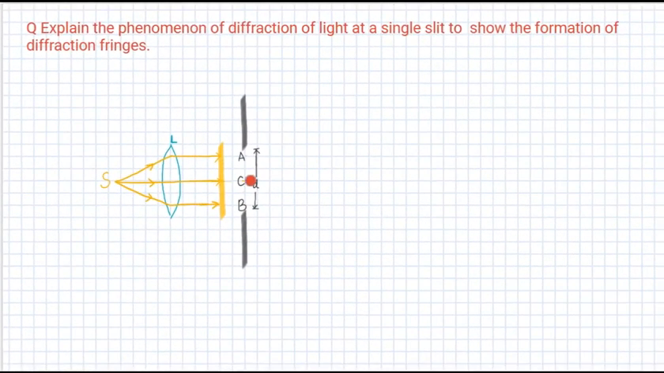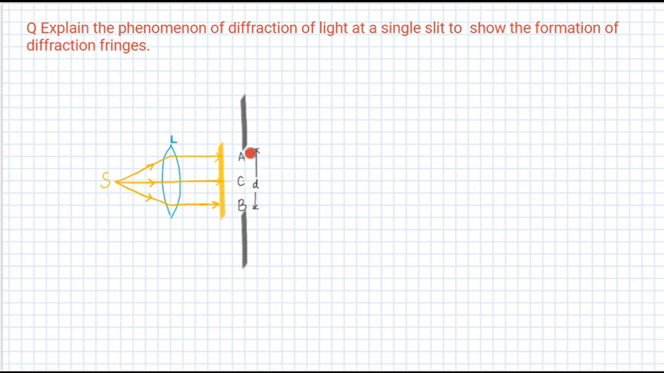Each point on this slit will act as a source of secondary wavefronts. From these secondary wavefronts, new waves will be produced. So the new waves will be produced from this slit AB by using Huygens principle.